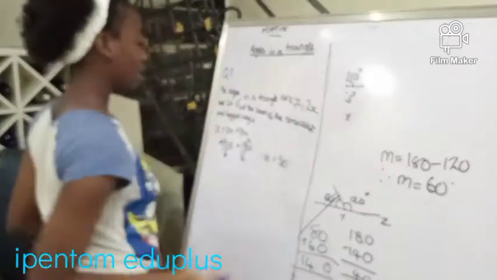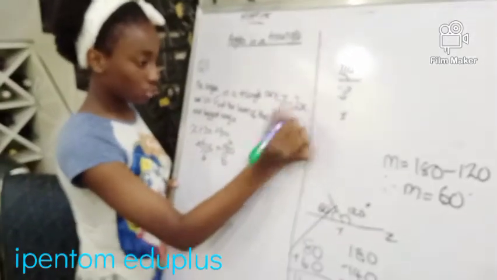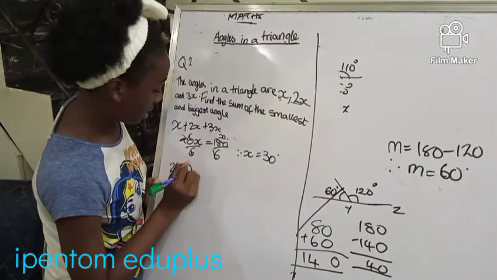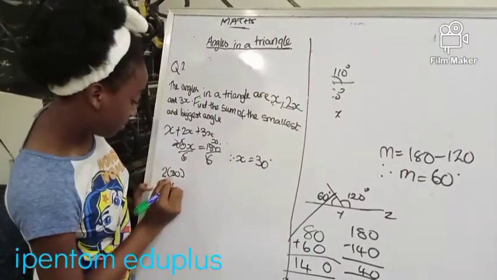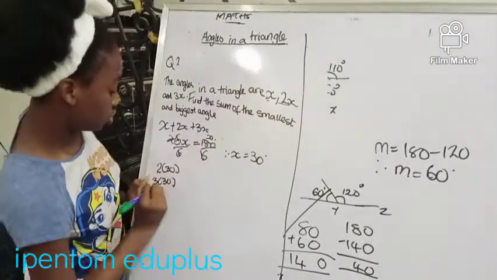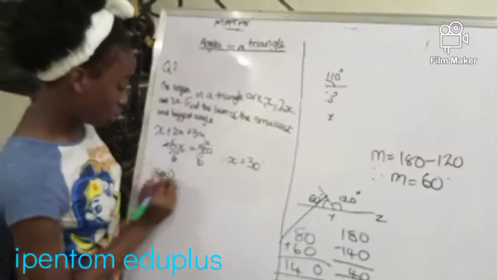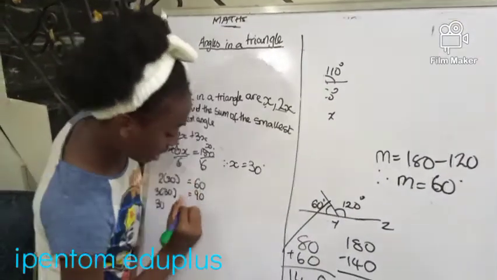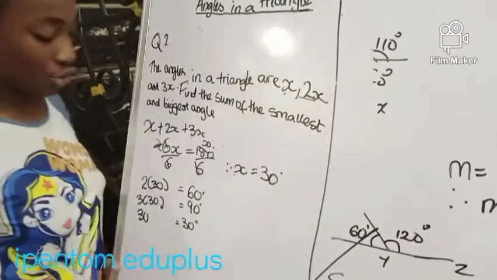Now that you have found x, I have basically solved your question, because here is 2x, so 2 brackets 30, 3 brackets 30, and x on its own, 30. Why 2 brackets 30? Because x is equal to 30. So this is equal to 60, 90, and 30. So these are the three angles we were given after we finished solving.